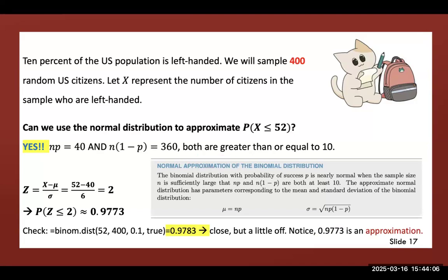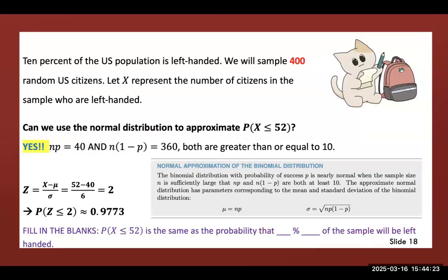and that's why this is called an approximation. This is the normal approximation. Approximation means estimate. So we can get the same answer or something very close to it. We can use the binomial distribution like we've been using, or we could use the normal distribution, and they give us about the same thing. Let's see if we can fill in the blank here. The probability x is less than or equal to 52 is the same as the probability that what percent of the sample will be left-handed?